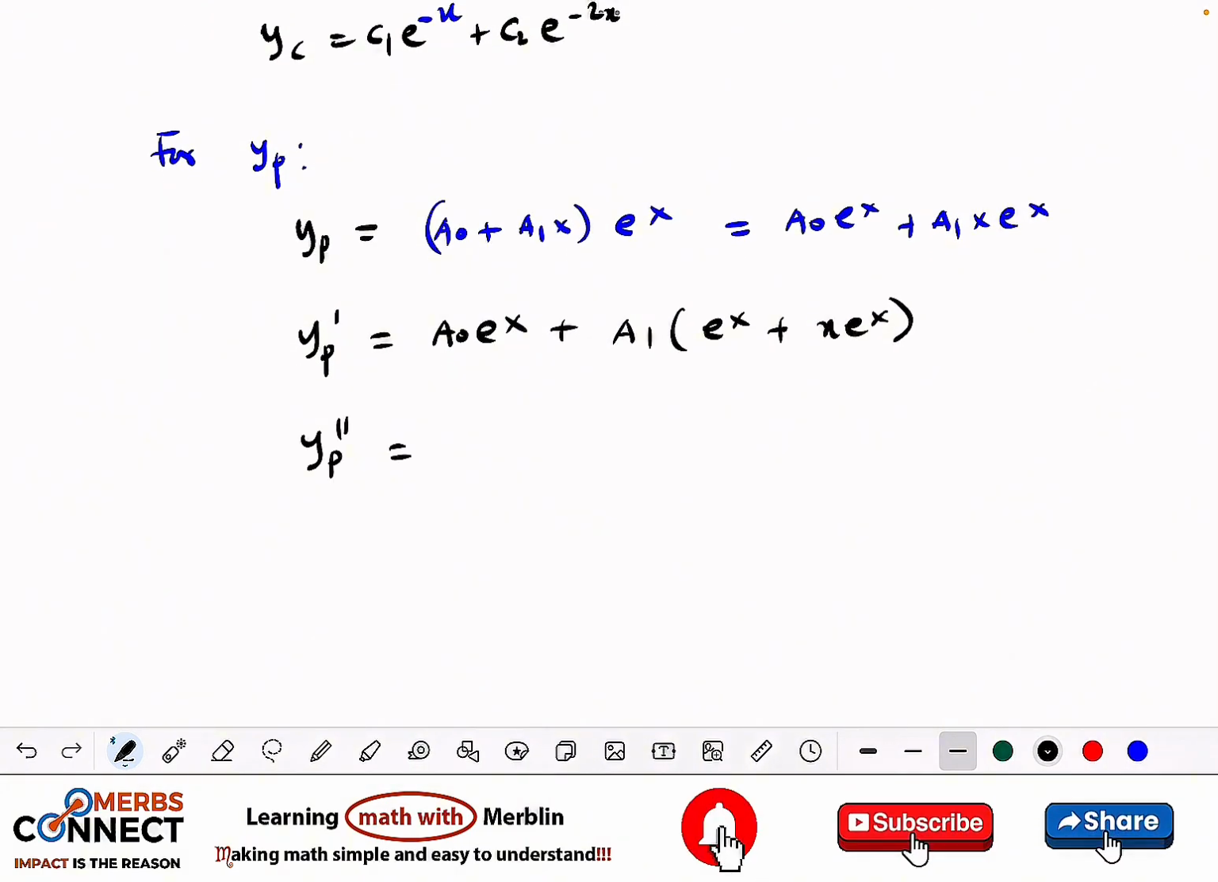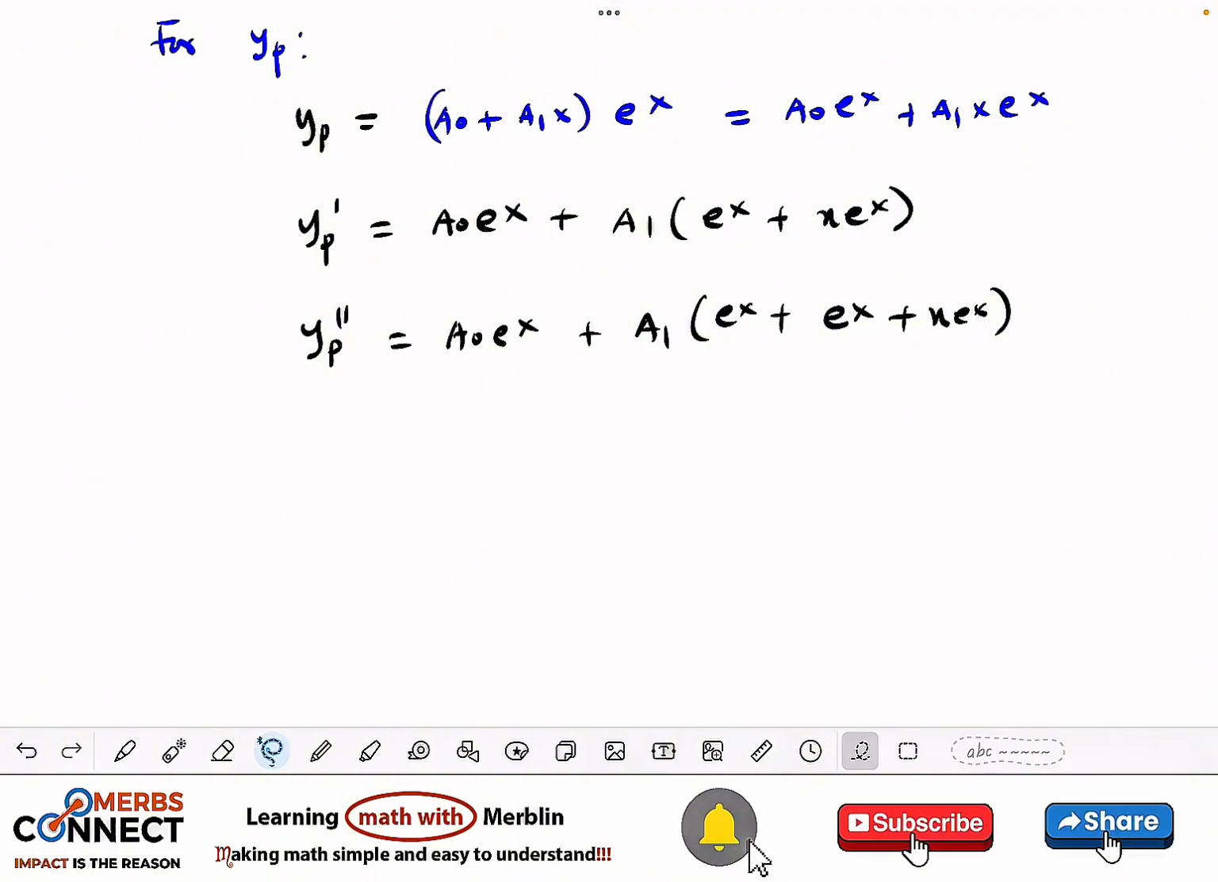For the second derivative, this is going to give us this plus a1. When I differentiate this, I get the same thing, plus when I differentiate this, another product rule, so I'm going to have e^x plus x e^x. So that's what I'm going to get.